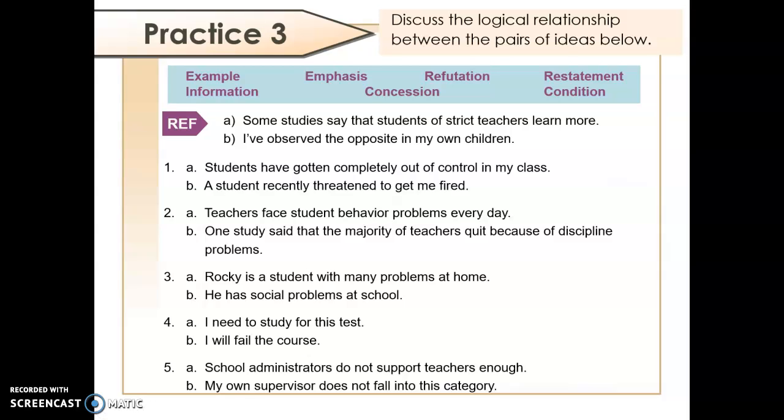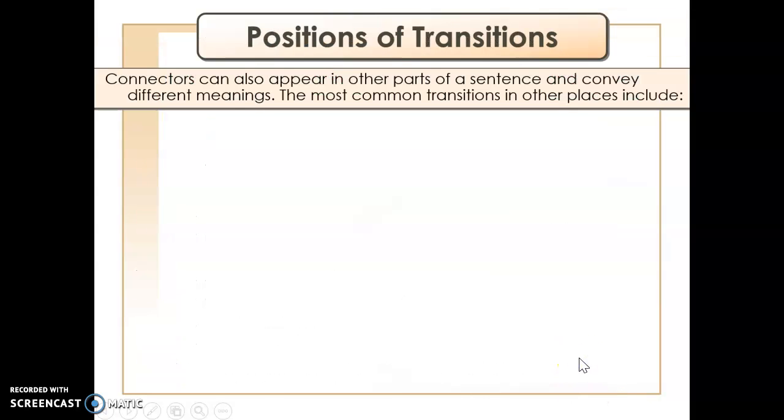All right, students, let's go ahead and take a look at your answers. So the first one is a logical relationship of example. Second is emphasis. Third is information or new information. Fourth is condition. And fifth is refutation. All right, let's go ahead and move on.